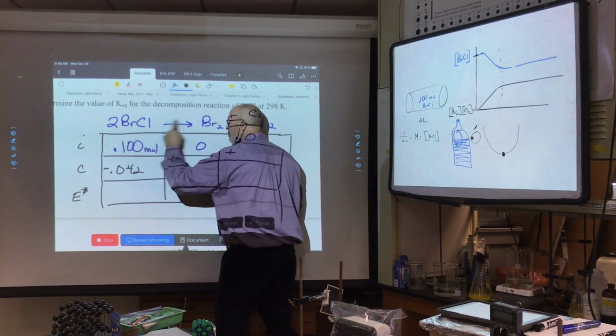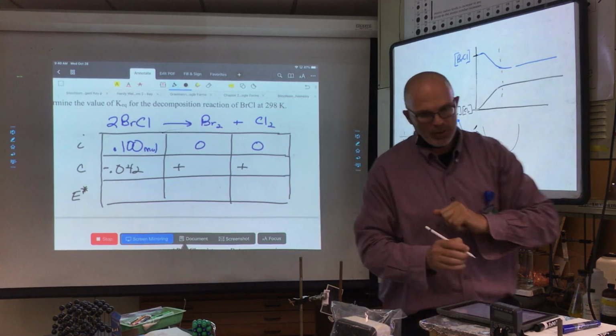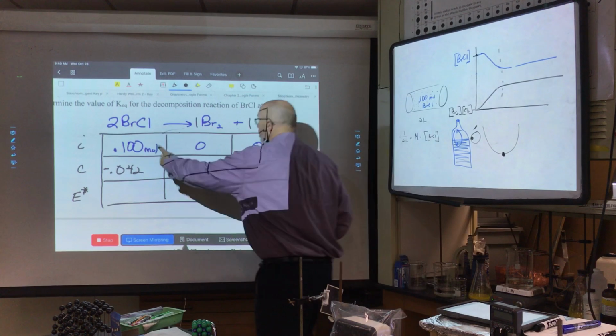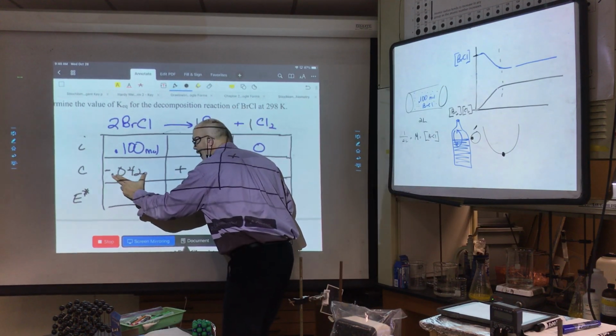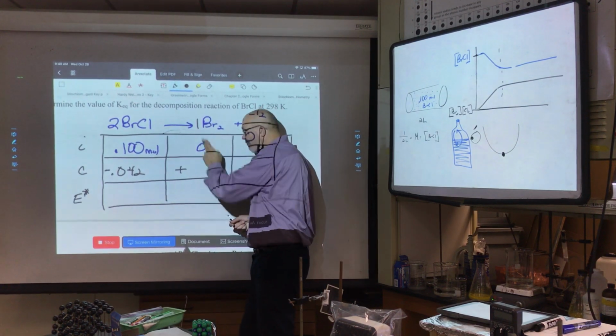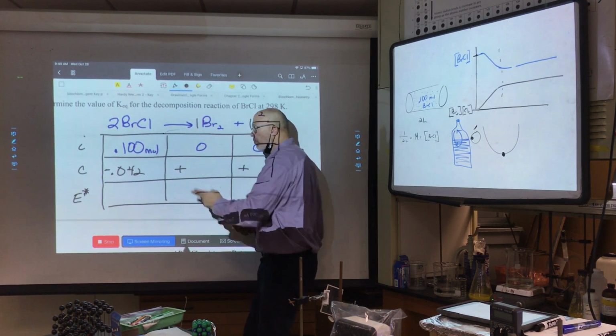For every 2, there's what? What are those numbers in front? 1. So if it's a 2 to 1, if I know that's reactive, remember this is moles. This is how many? There has to be half that for this one. Half of 0.042 is 0.021.